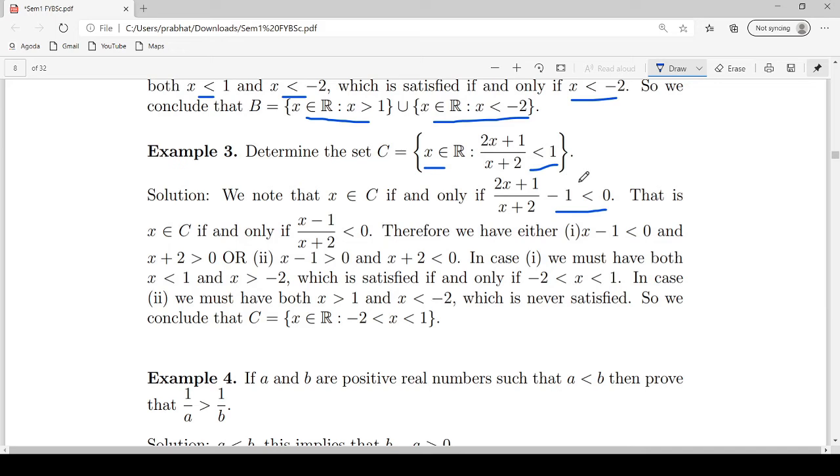So 2x minus x will be x. 1 minus 2 will be minus 1. So you will get x minus 1 in the numerator and x plus 2 in the denominator. So x belongs to C if and only if x minus 1 upon x plus 2 is less than 0. Now 1 upon x plus 2 is the multiplicative inverse of x plus 2. Now this is the product of two real numbers. One is x minus 1 and the other one is 1 upon x plus 2. And 1 upon x plus 2 is the multiplicative inverse of x plus 2.